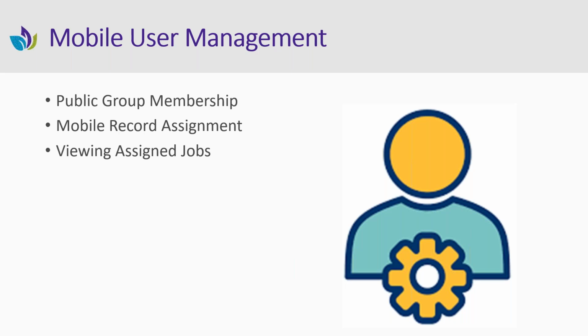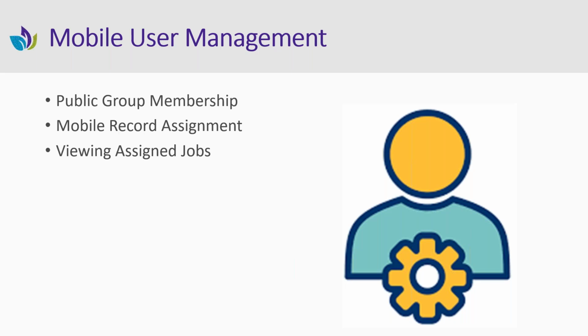Then secondly, mobile record assignment. This is the process of assigning records from within your database to mobile users. From a TaroWorks perspective, these records can then be selected by the mobile users in the drill down hierarchies of jobs and used in subsequent tasks.